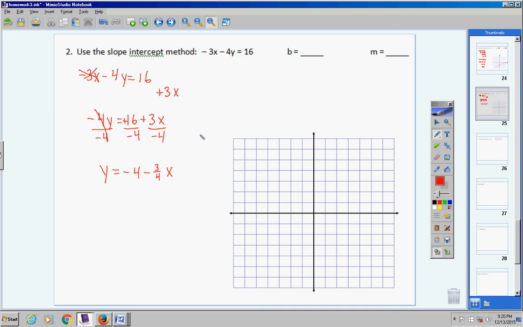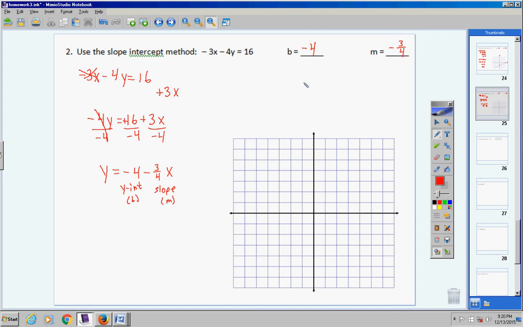Now, let's come up here. Remember your constant term, your slope. Your slope is always the number next to your x. So this is your slope right here, negative 3/4, which is also your m. The constant term is your y-intercept, which is your b. Okay, so your b is negative 4. It's the constant term. The x coefficient is negative 3/4. That's your slope.